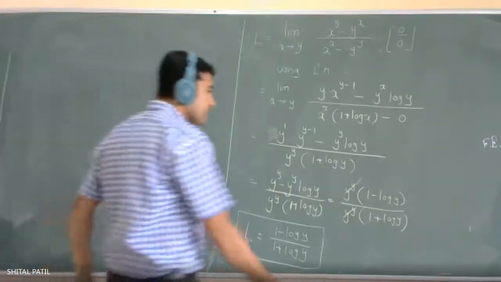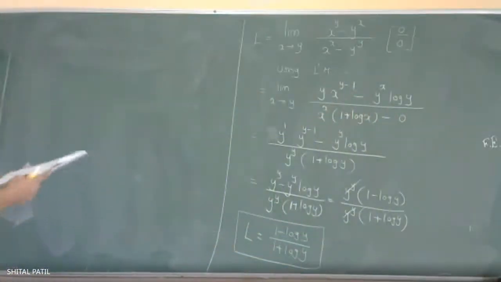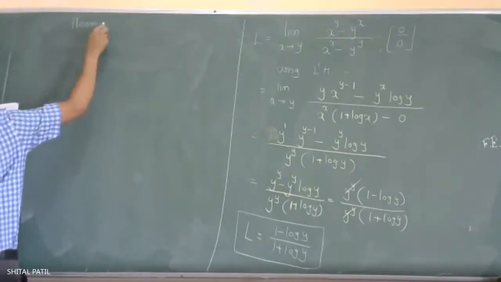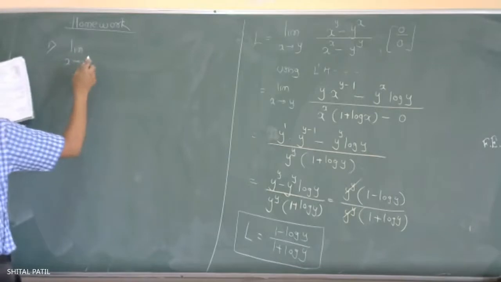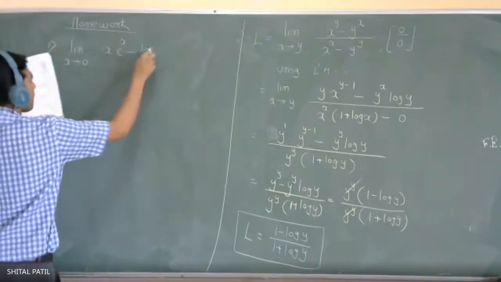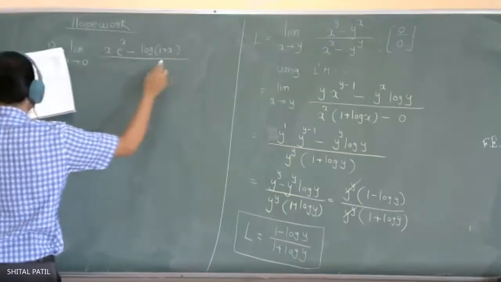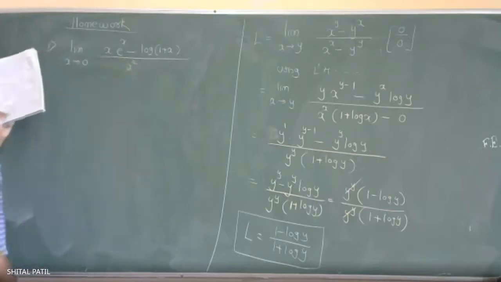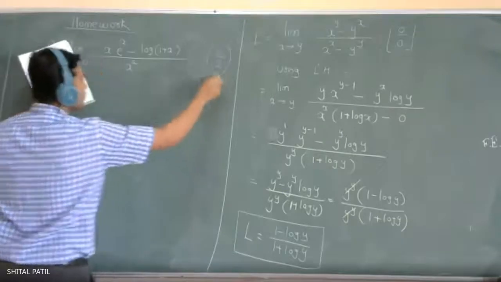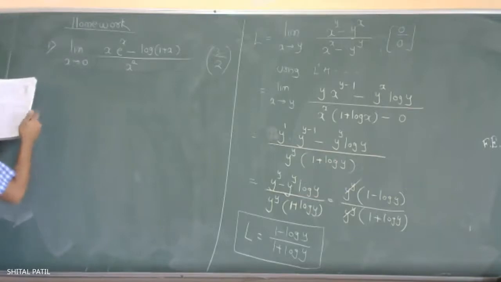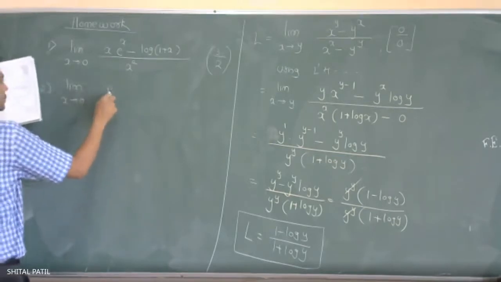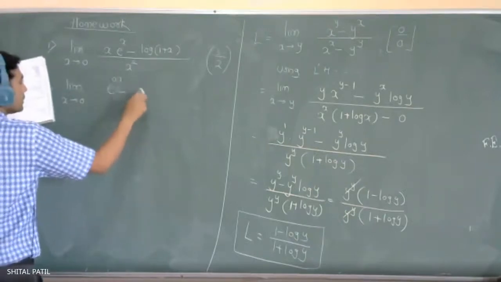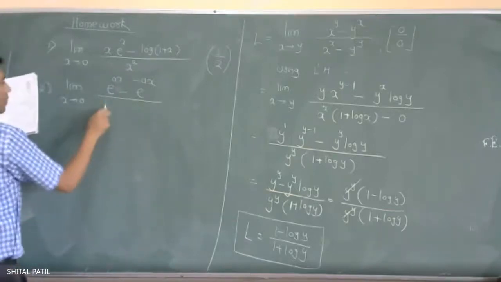Let me give examples for homework. Evaluate the following limits. First, limit of x e raised to x minus log of 1 plus x divided by x square. Answer is 3 by 2. Check your answer. Second, limit x tends to 0 of e raised to x minus e raised to minus x divided by log of 1 plus x. I don't have the answer on this.